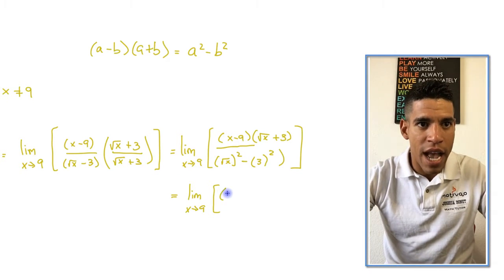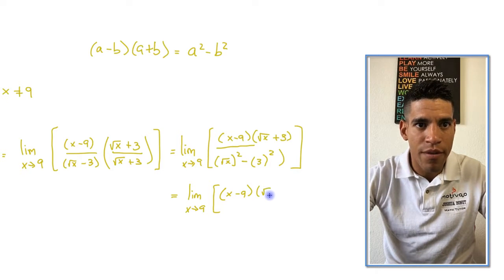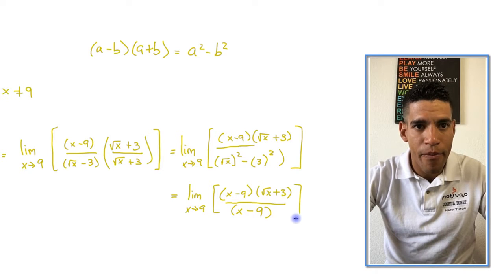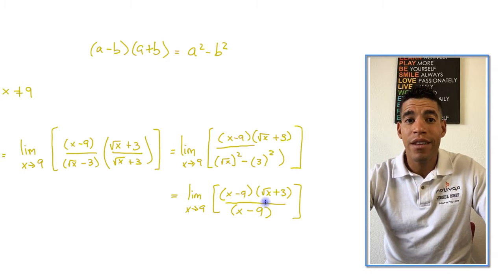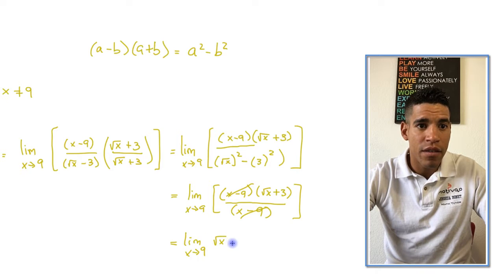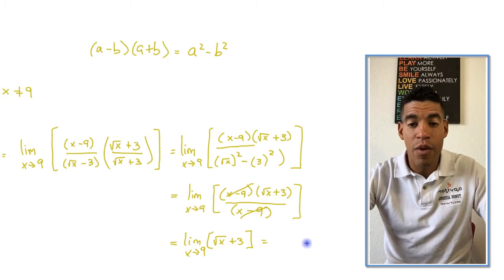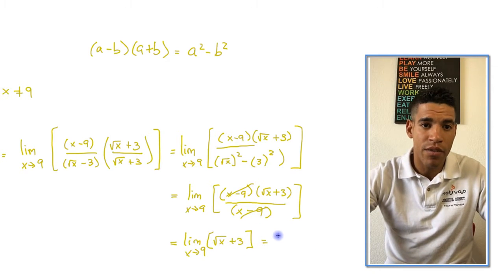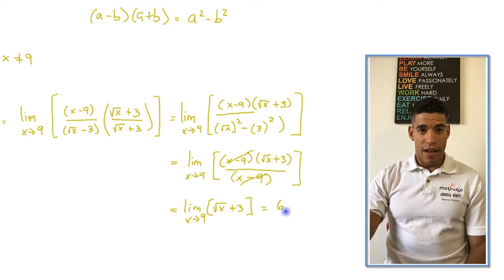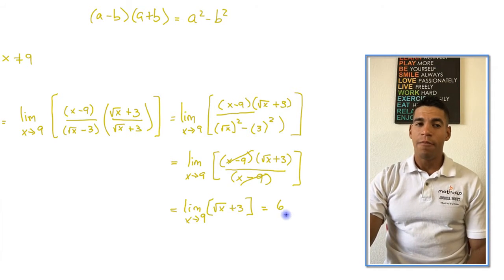So again, we got x minus 9 times square root of x plus 3 over x minus 9. Okay? Notice that now we can cancel these guys, and we have the limit when x approaches 9 of square root of x plus 3. Which is what? Well, we plug in 9, we have square root of 9, which is 3. 3 plus 3 is 6. Okay? And that's the limit. So notice, after I find the limit, I don't have to write limit again.